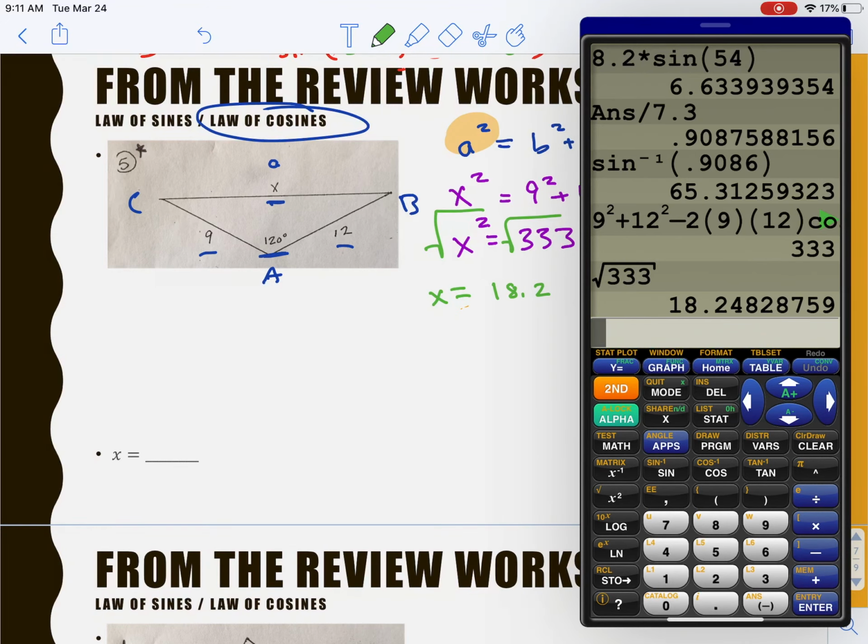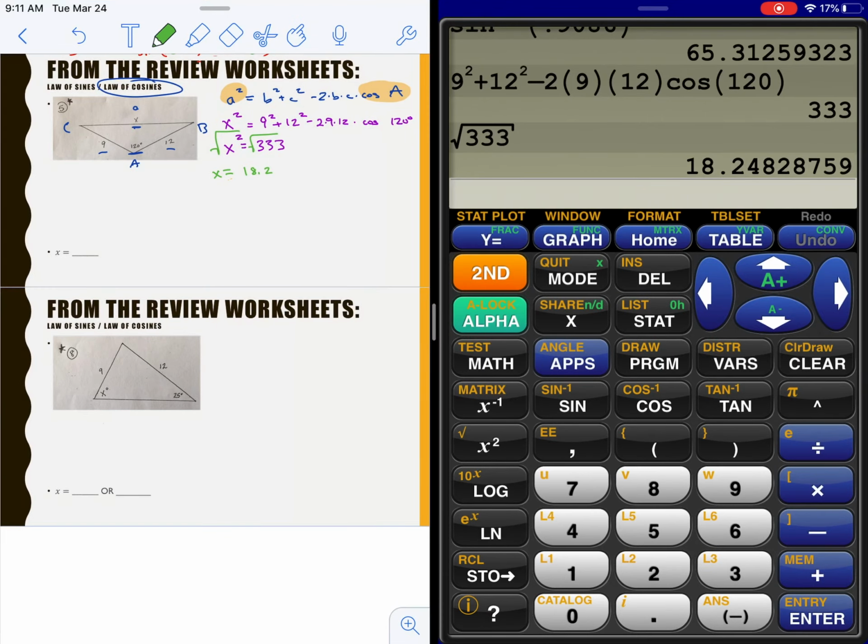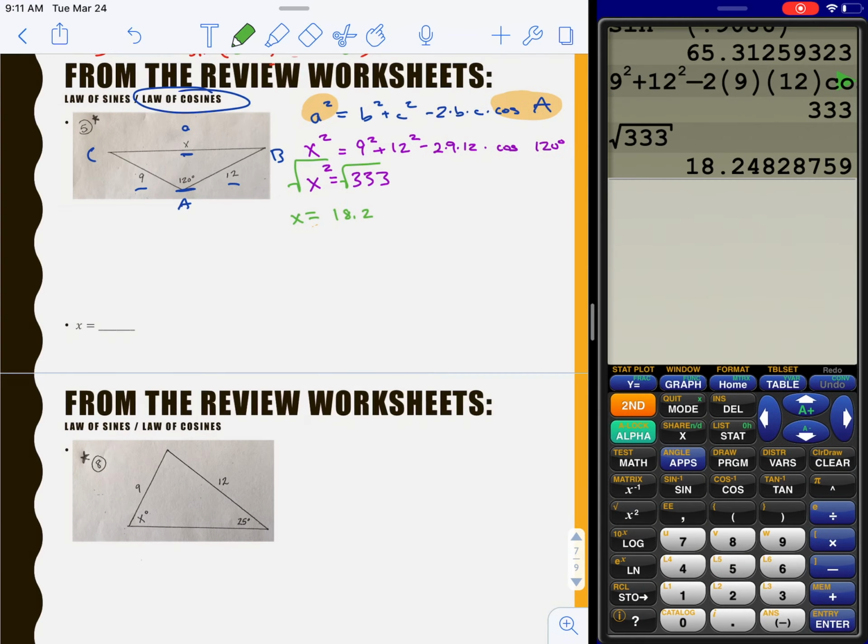All right, so fairly straightforward. I just used my law of cosines, did my calculations, and was able to find that side A or x is equal to 18.2. One last thing that I would double check on this one is to make sure that since A is such a large angle, side A is bigger than both of the other sides, and it is. If I had gotten a value for x that was smaller than 9 and 12, then I'd probably want to be double checking.